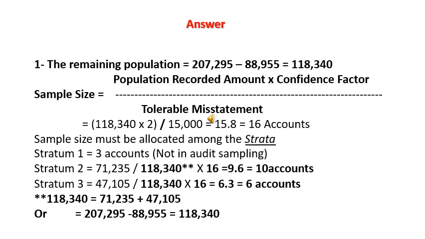The solution includes the following basic steps. Number 1, calculate the remaining population after eliminating the first stratum. Number 2, calculate the sample size by using the equation, and the result is a sample size of 16 accounts. Third, the sample size must be distributed to strata 2 and 3 using the ratio of the population.